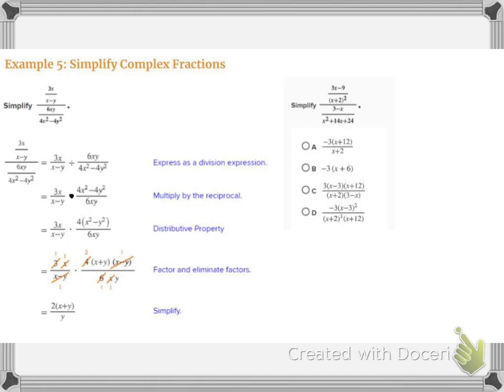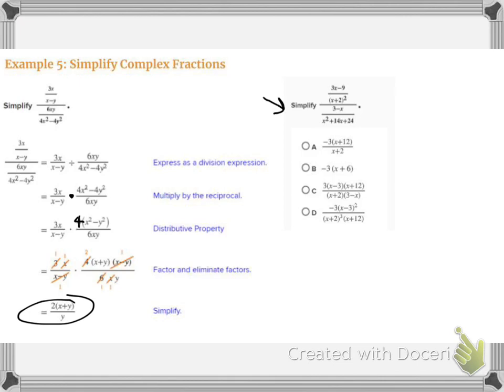Then we're going to factor. It's the distributive property, but basically we're factoring out any common factors like a 4. Write what's left. Then look to eliminate any common factors across the fraction line. Then write what's left, and that's your simplification.